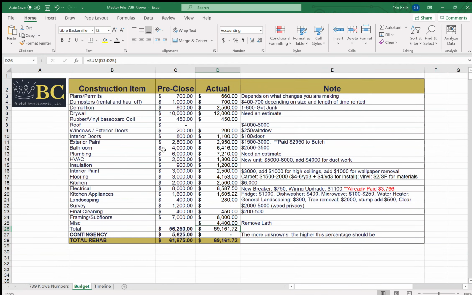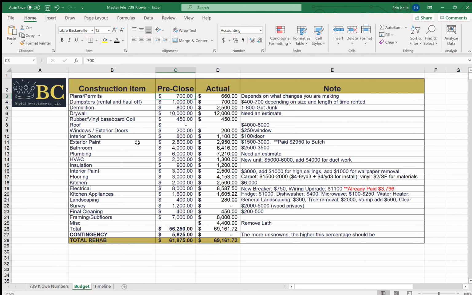So we had our budget initially, and then I want to show you kind of how that changed as we went through the renovation. It's always going to change, but just remember, when something increases, you need to figure out a way to decrease it somewhere else. Usually easier said than done, but just make an effort to do that. We assumed it was going to be about $700 for plans and permits.